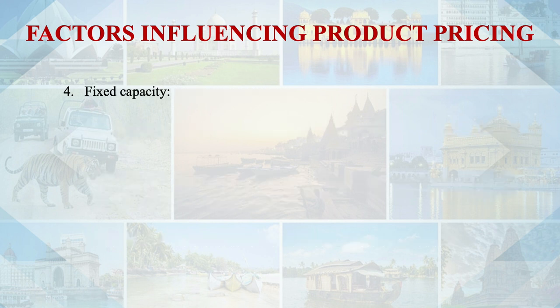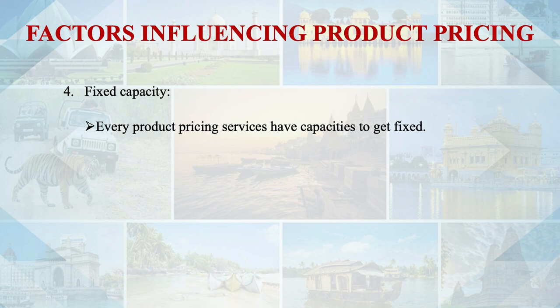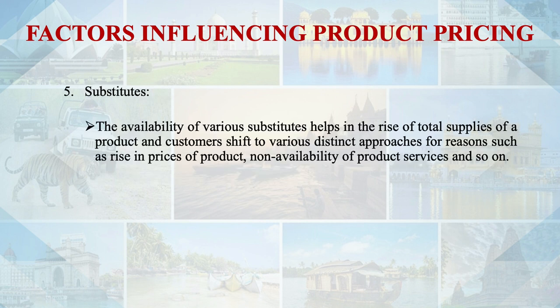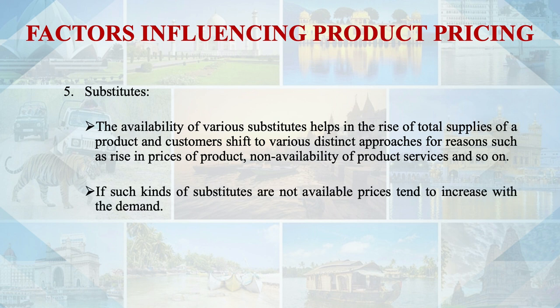Next is fixed capacity. Every product or service has capacities that are fixed. Since supplies of a product or service are constrained, pricing of a product tends to increase in relation to the demand. The next is substitutes. The availability of various substitutes helps in the rise of total supplies of a product, and customers shift to other approaches for reasons such as a rise in prices of the product, non-availability of product services, and so on. If such substitutes are not available, prices tend to increase with the demand.